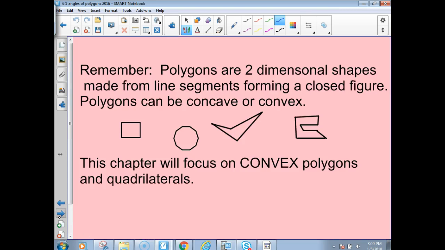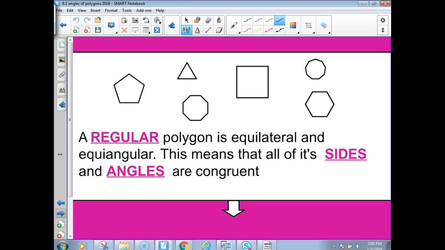Remember, polygons are two-dimensional shapes made from line segments forming a closed figure. Polygons can be convex or concave. We're going to focus on convex polygons. Remember, this is concave, these are convex. Tented in, concave. That's not the formal definition, but that's the one we remember.